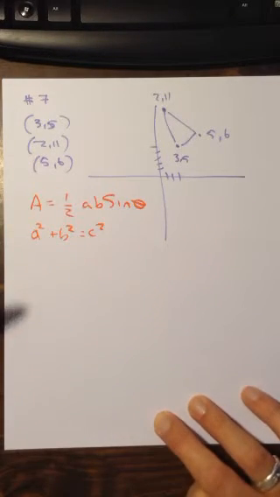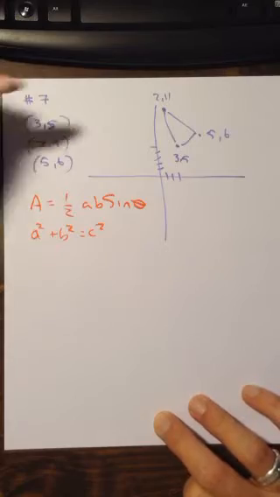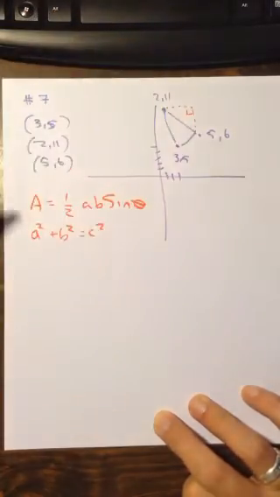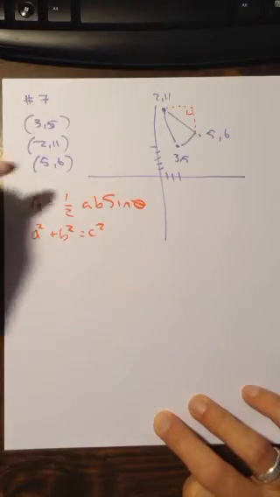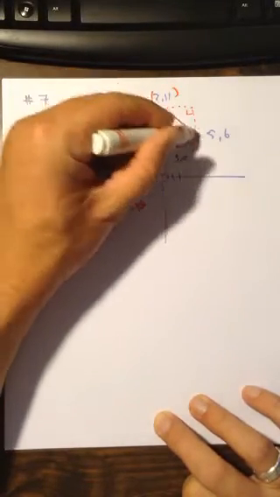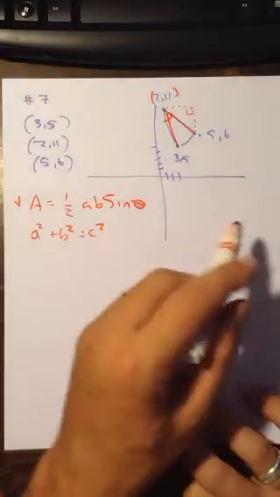Now to do this math out easily, we're going to make a little right triangle right here. Now the question asked, what is the angle at the ordered pair (2, 11)? So that means to use this rule, I'm going to have to know this length and this length. So here we go.